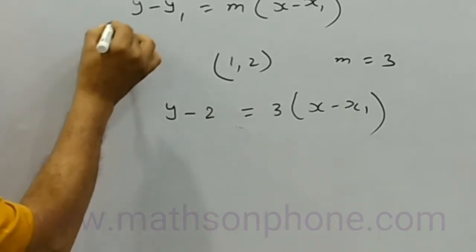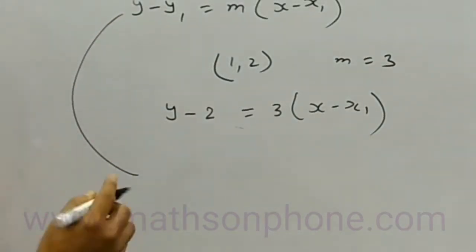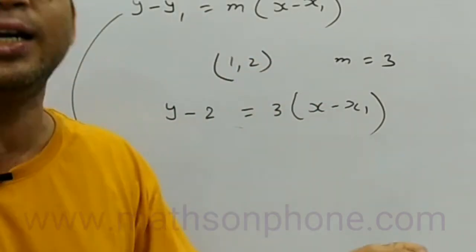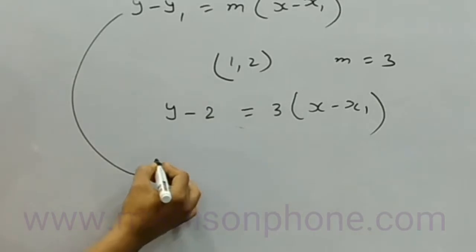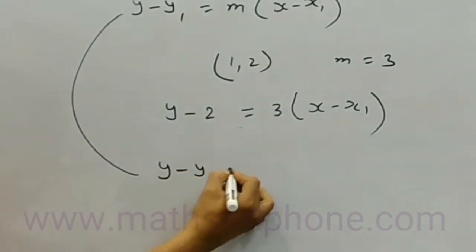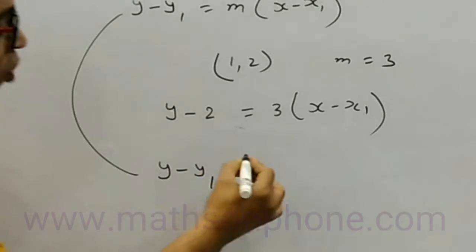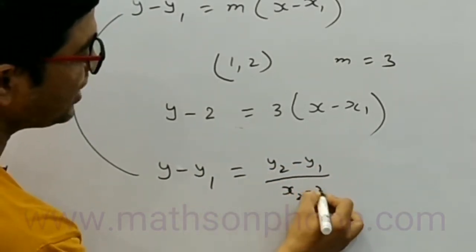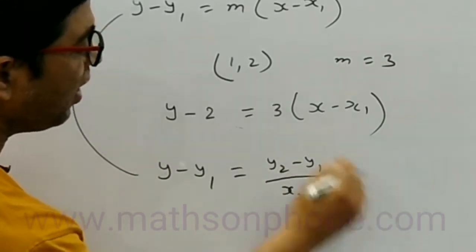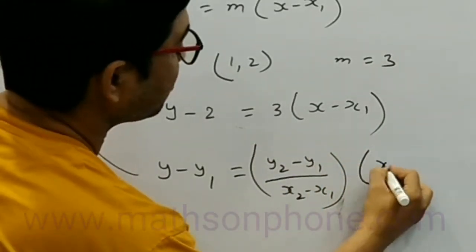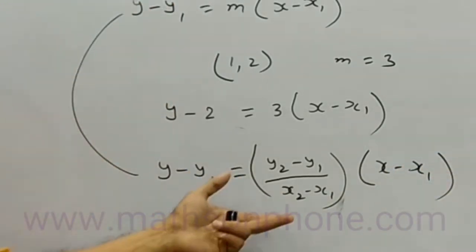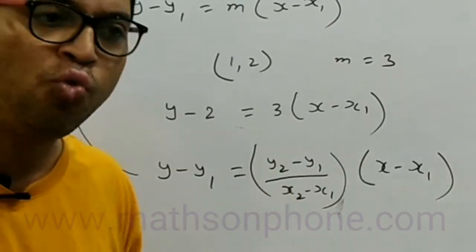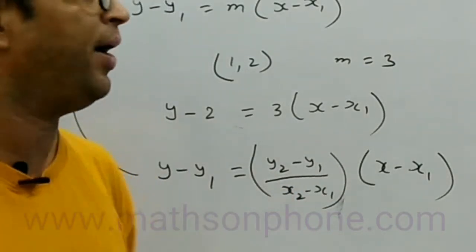Now the second form we will see, that is known as 2-point form. No need of just remembering the things. You just remember this thing, you can easily derive the other forms easily. The 2-point form can be written as y minus y1 is equal to, for m we can write y2 minus y1 by x2 minus x1, and into x minus x1. Very easy. For m we have written y2 minus y1 by x2 minus x1. So 2-point form we can easily find.